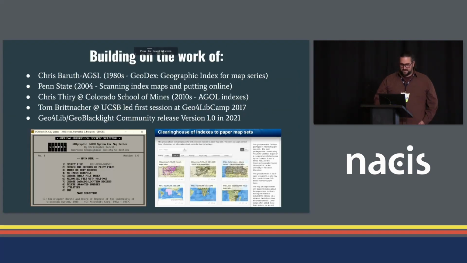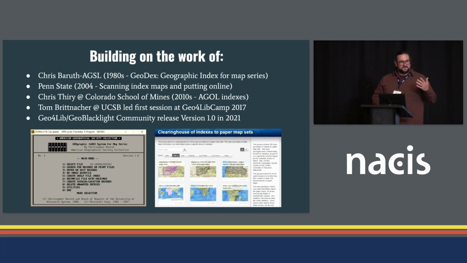So this is building on quite a bit of work in map libraries. All the way back, as far as I know, Chris Baruth at my institution, the AGSL, our former curator, in the 1980s developed a command line software called Geodex for rapid cataloging of large map sets. If you want to learn more about that, my 2018 NACIS talk talked quite a bit about Geodex. Penn State in 2004, some librarians were writing about how they were scanning index maps and putting them online to aid online patrons in finding their maps.